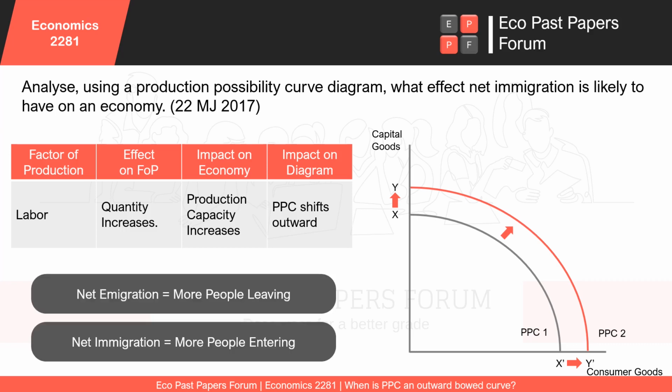Please note the difference between net emigration with an E and net immigration with an I is a very minute one. When we talk about the first case, net emigration, which means more people leaving, that means that the labor will reduce in an economy. And when you talk about the second case, which is net immigration with an I, it means more people are entering an economy. I hope that you don't confuse this and mess this up in the paper.